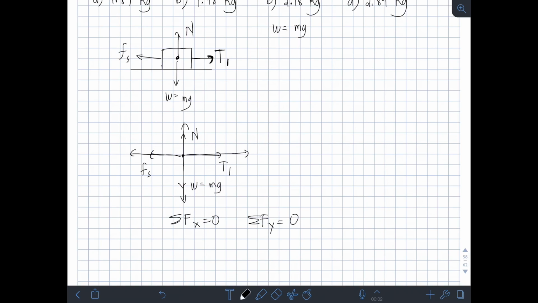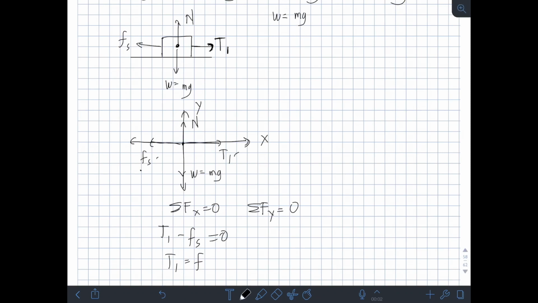So, pag ginawa natin yon, along x muna tayo. Ang forces lang natin in x direction is T1 and Fs, right? So, assume natin na kapag nasa positive x-axis, positive yung force, so positive T1, and then itong Fs nasa negative x-axis, so negative F sub S, and then equated to 0. So, therefore, T1 is equal to Fs.